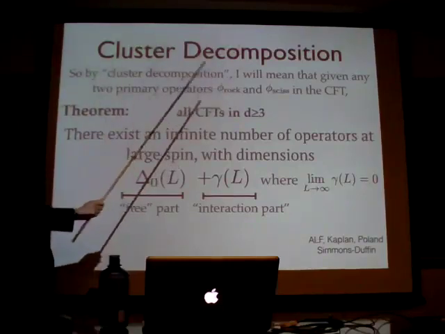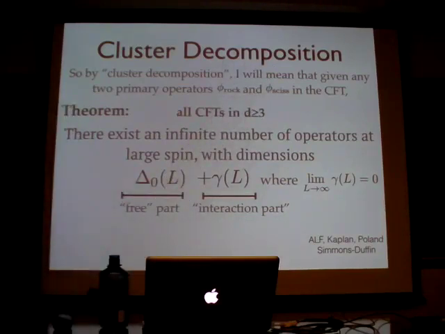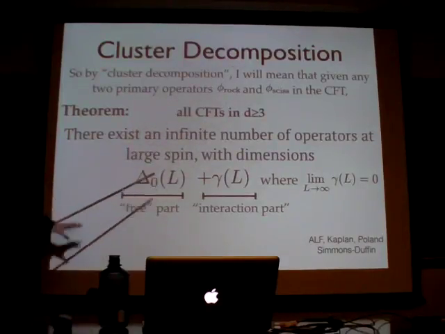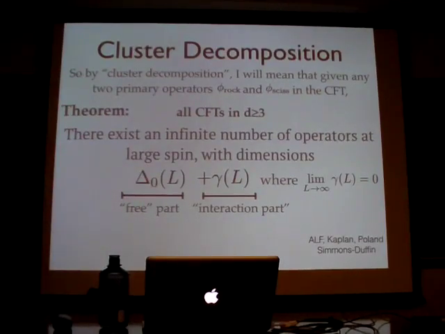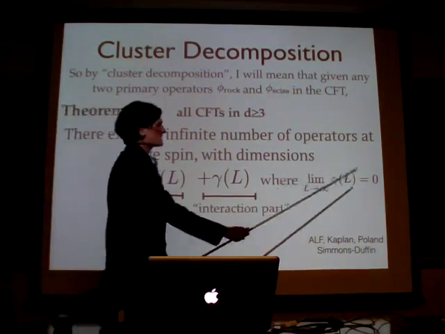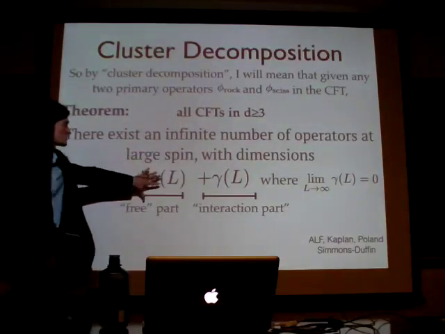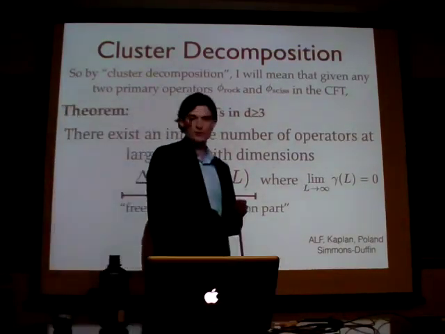Okay. My definition is that if you hand me any two primary operators in the CFT, I'll call them phi rock and phi scissors, okay, then there exists an infinite number of operators at large angular momentum. These operators have dimension, in their operator product expansion, which you can think of as a free part. This just depends on the dimension of rock and the dimension of scissors. Then there's an interaction part which depends on the specific theory. And the theorem is that as angular momentum goes to infinity, this interaction part goes to zero. Okay? So you just get this universal term.